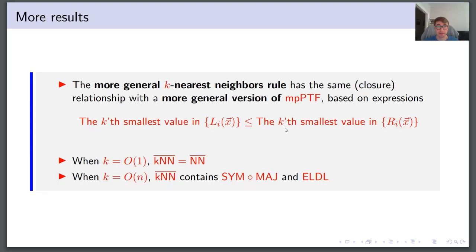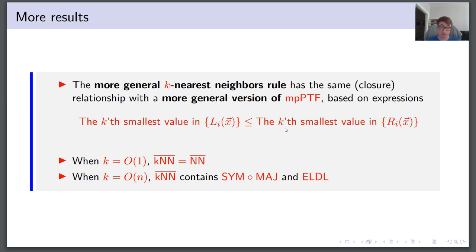It turns out that these methods extend to the much more powerful class of k nearest neighbors. This corresponds to the classification rule where we take the majority vote of the k closest points to the input. It turns out that this class of kNN representations has the exact same closure relationship with a more general version of NPPTF, where instead of taking the smallest linear form on each side, we compare the kth smallest value on each side.